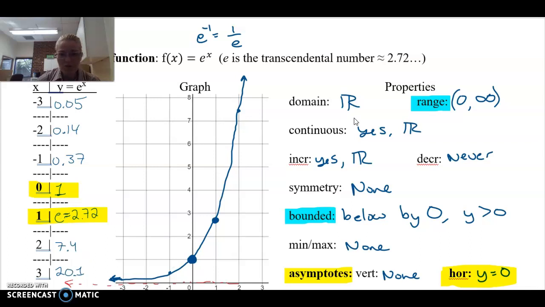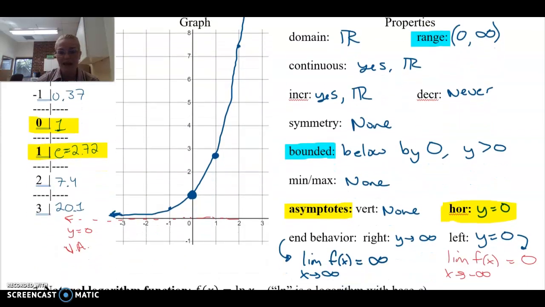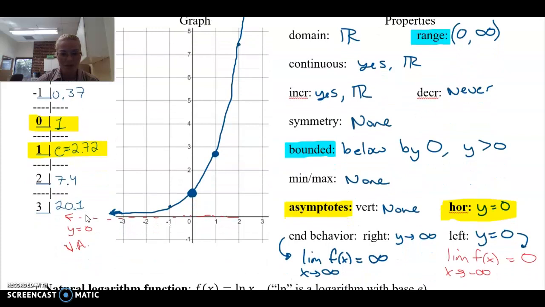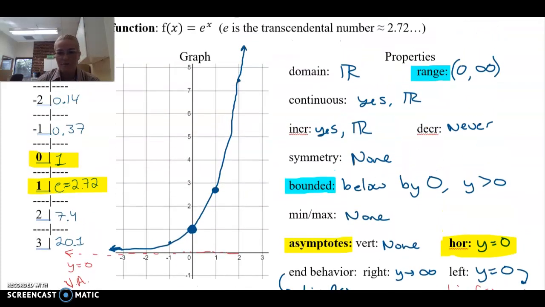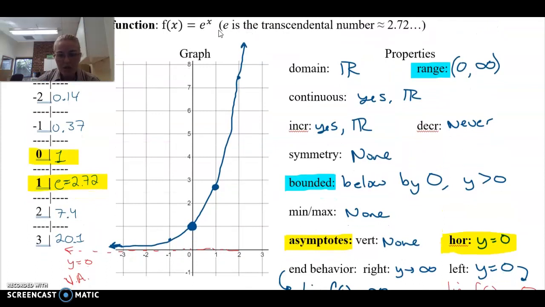So the domain of the function is all reals. The range is 0 to infinity, not including 0, because of that horizontal asymptote. It never actually equals 0. Again, e to the what equals 0? Never. There's no exponent that will ever make this equal 0.